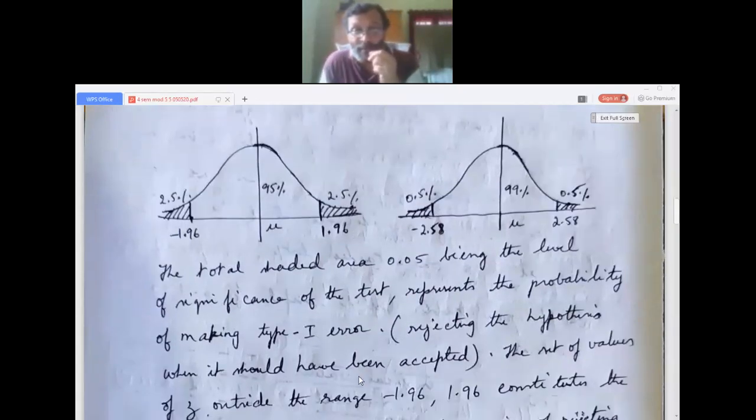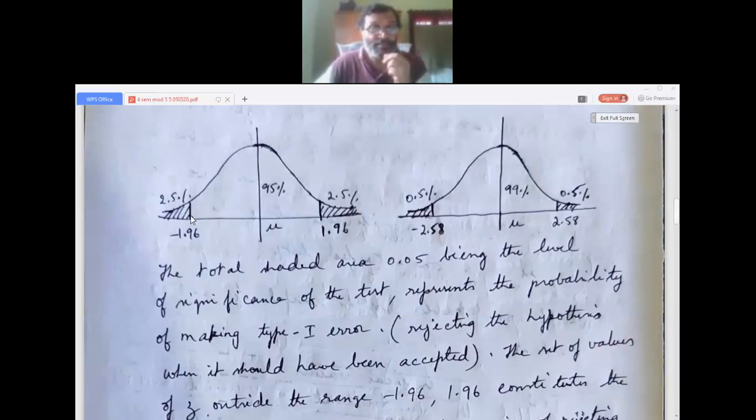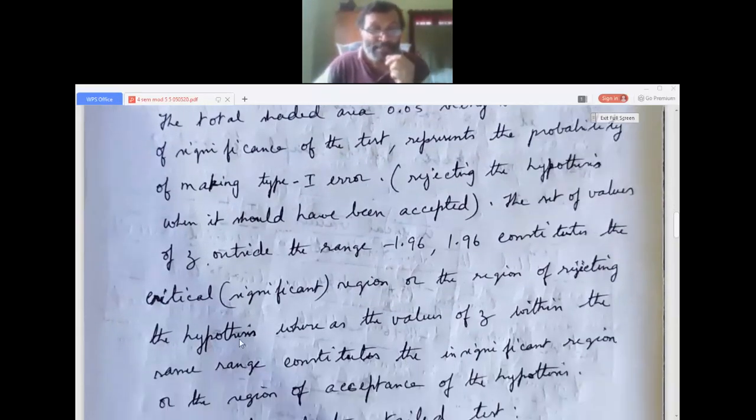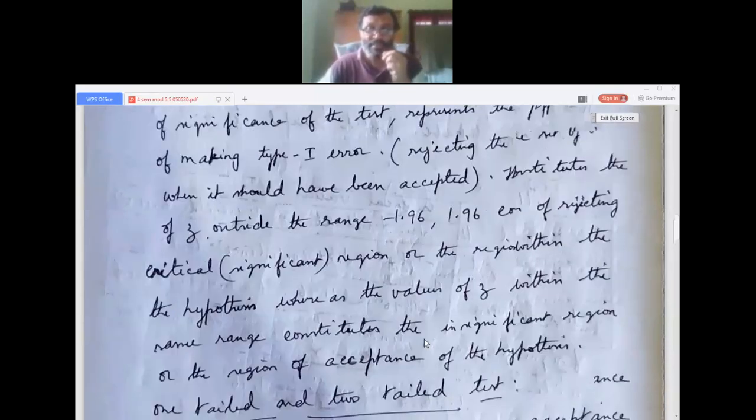What is a type 1 error? Yesterday in the last session I discussed it: rejecting the hypothesis when it should have been accepted. That is called a type 1 error. The set of values of z outside the range minus 1.96 to plus 1.96, the shaded portion in the tails, constitutes the critical region, or the region of rejecting the hypothesis. Whereas the value of z within the same range constitutes the insignificant region.